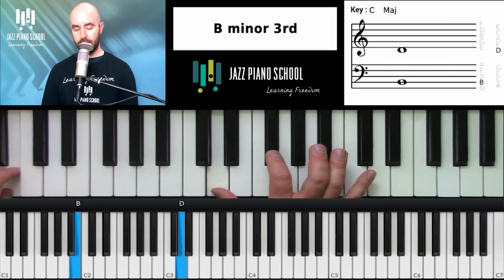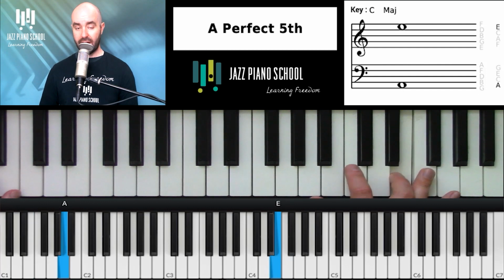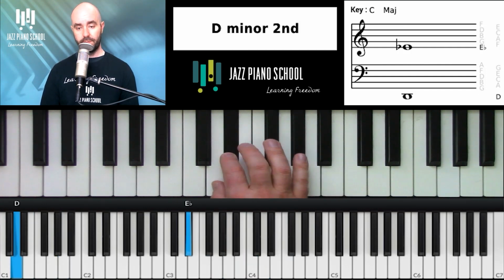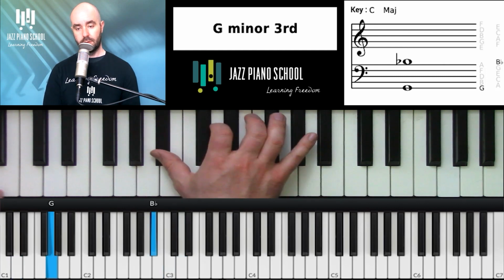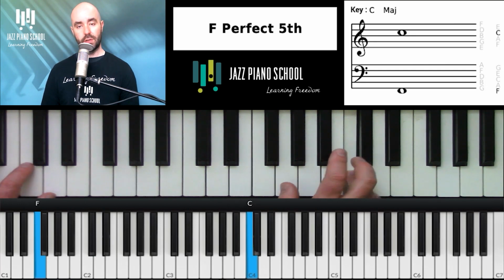B minor, E7, flat 9, 5, arpeggiation, scalar motion into this third here. Finally resolves to that 5 there, right?